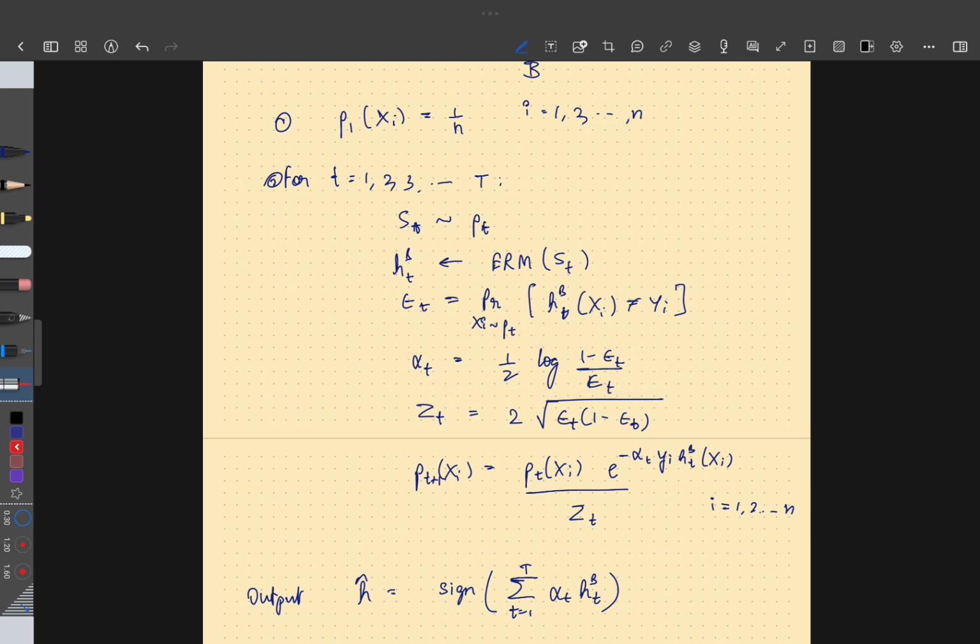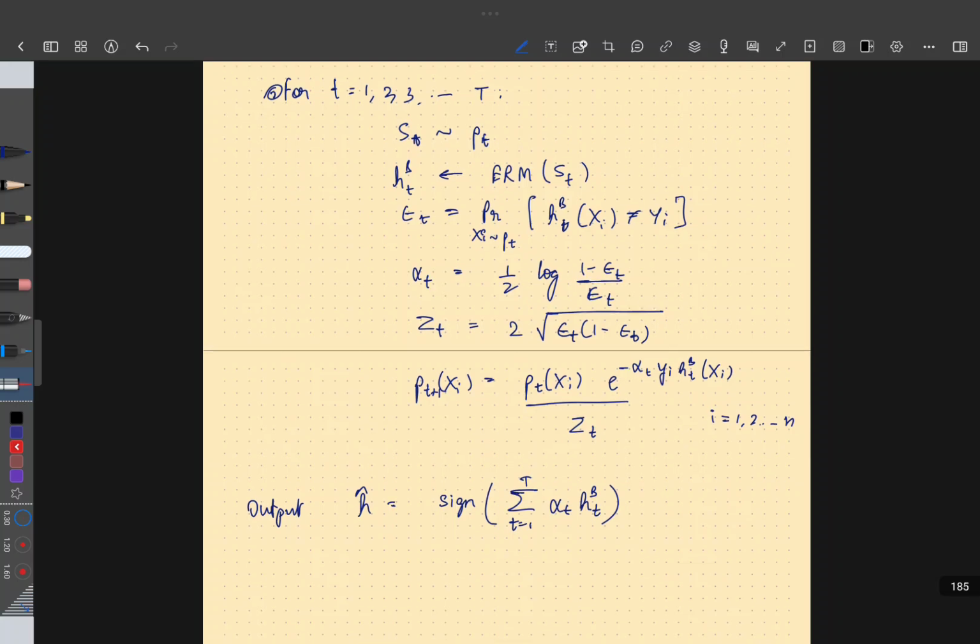Okay, so this is irrespective of... in a sense, alpha t is large if the average probability of error of the predictor is small. So therefore, it's a good predictor for your overall data set. So that's why you give it a higher weightage.